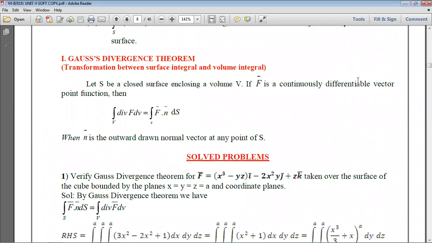So there it is, Green's theorem we completed. Now we are going to see the Gauss divergence theorem. Gauss divergence theorem is simply the transformation between surface integral and volume integral. It means double integral and triple integral.